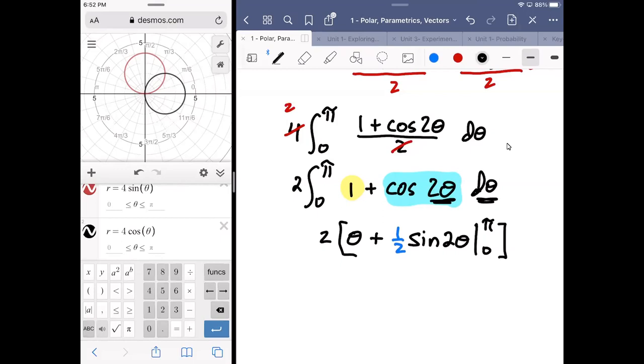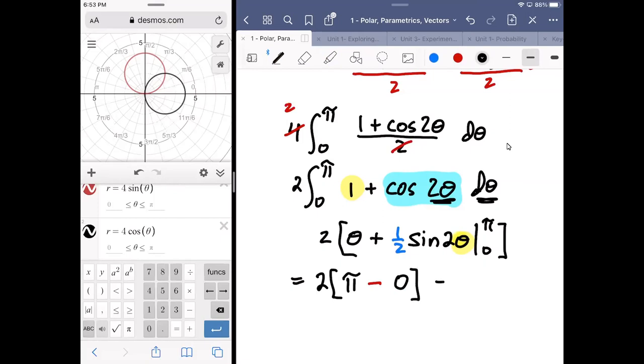All right. So then I can just plug in the pi. So we're almost there. Now, if I plug in a pi for theta here, I'm going to get the sine of 2 pi. Sine of 2 pi is equal to 0. So that second part is going to zero out, right? So we don't have to write that. Then minus, plug in a 0 for theta in the sine of 2 theta. Sine of 0 is also 0. So that thing zeroes out. We end up with just a 2 pi.